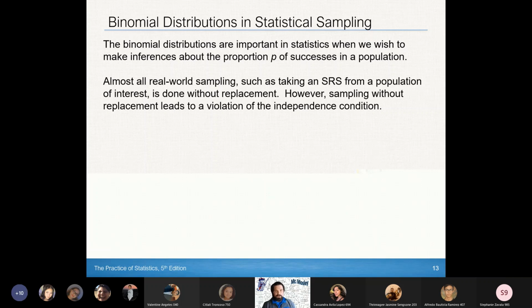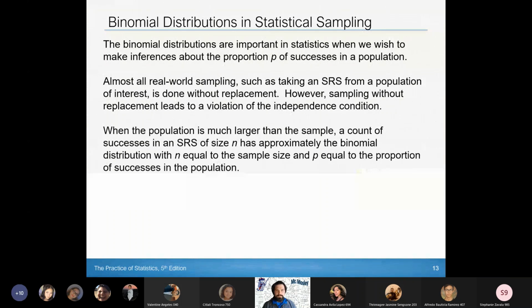Problem is, almost all real-world sampling, such as taking a simple random sample from a population of interest, is done without replacement. And if we do sampling without replacement, that violates independence. However, I said it in my own words: sampling without replacement leads to a violation of the independence condition. That's a problem.